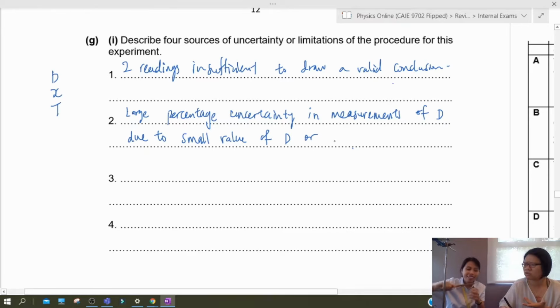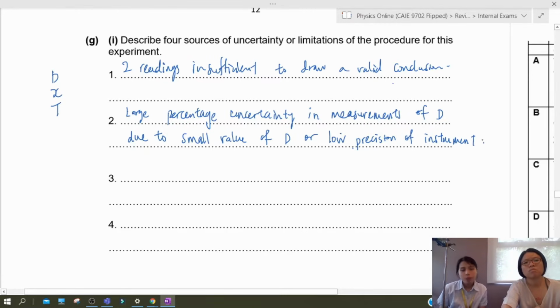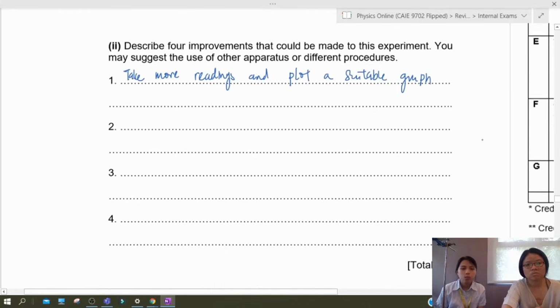Oh, just now you also said the meter rule. You can use a vernier caliper or a micrometer. Oh, that's a suggestion. Yeah, how to improve. Yeah. Or low precision of the instrument given. And then the loop kind of blocks the middle when you try to put. Yeah. Many problems, this D.